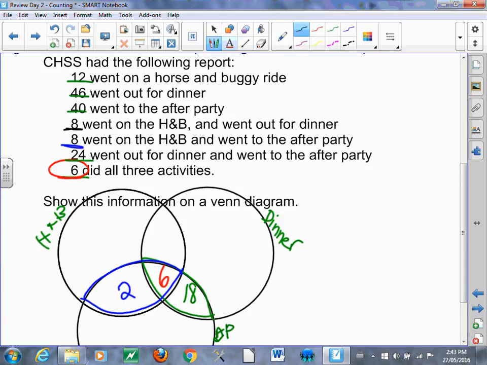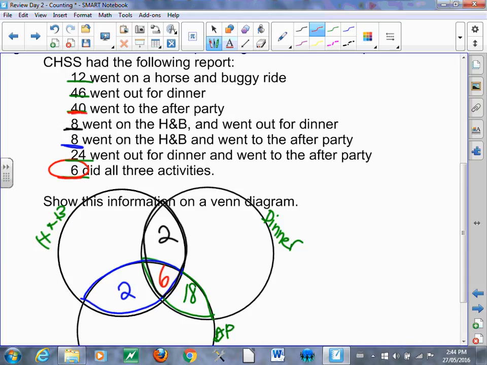Keep moving up. 8 went to the horse and buggy and out for dinner. So again, that's this one here. 6 are already accounted for, so there's 2 more. Okay. Now we're moving on to some harder ones here.